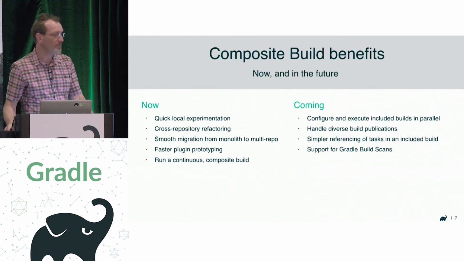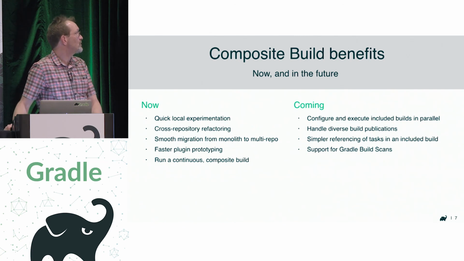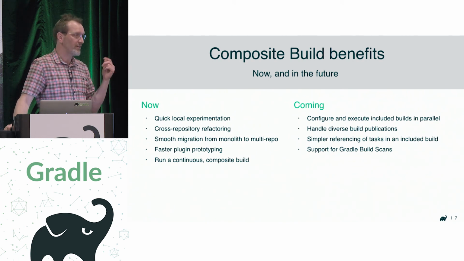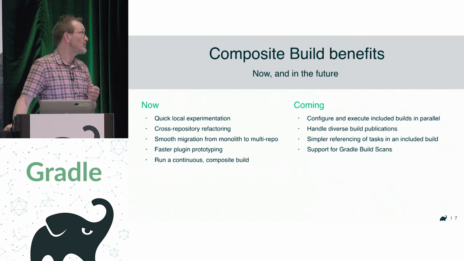So what are the benefits of using composite builds here? What you can use composite builds for now are quick local experimentation, easy cross-repository refactoring, a smooth migration from monolith to what I just showed you into a multi-repo, better plugin prototyping, and now, very recently, continuous composite builds are functional. Coming soon, we're going to do a lot more stuff in parallel. We're going to be better at handling non-default publications from builds, and make it easier to reference tasks so you don't have to write those delegating tasks every time for your included builds.